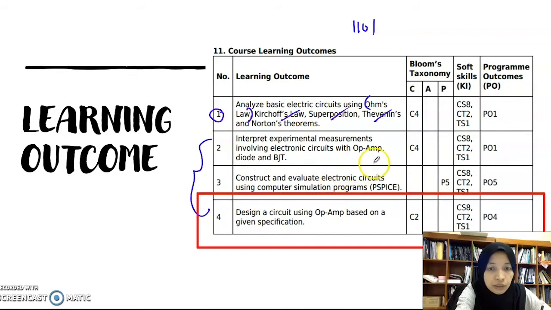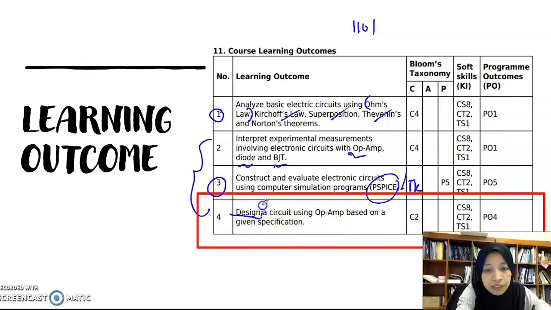These 3 learning outcomes are from the electronics. First, you're going to have either an experiment or simulation using op-amp, diode, and BJT, and you need to learn to use PSPICE and also Tinkercad. This is learning outcome number 3. And number 4 is design a circuit.